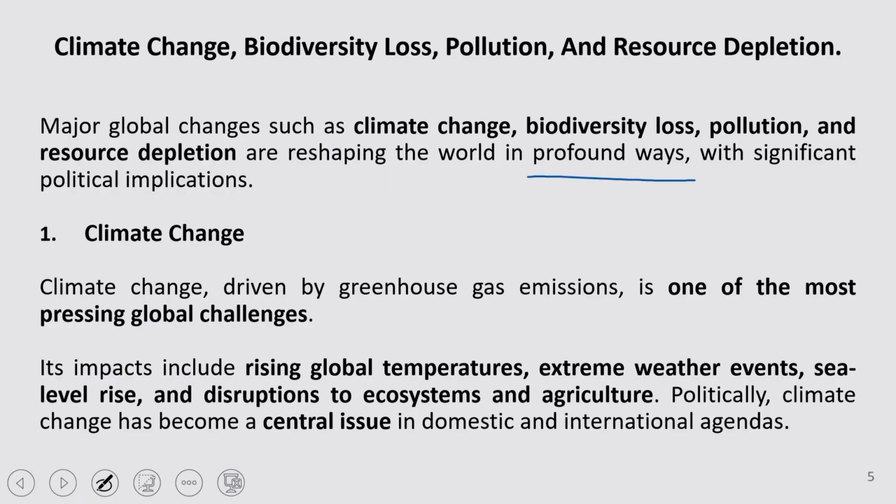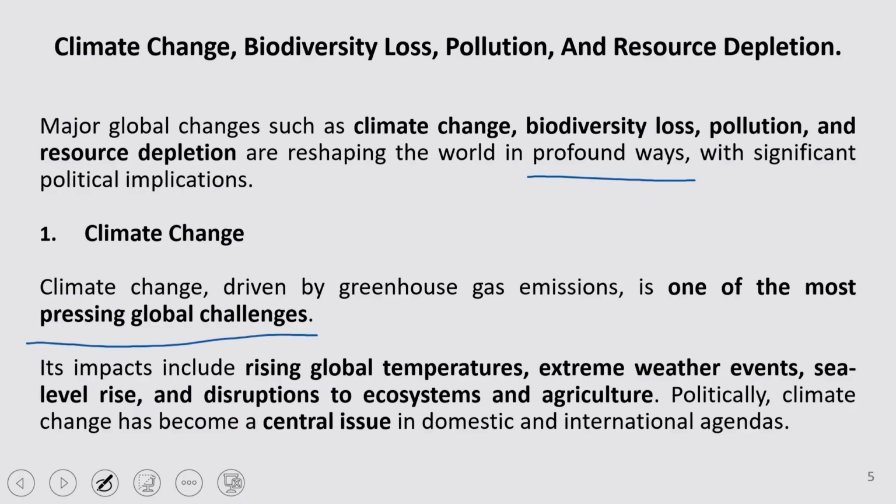Global warming is a major driver of climate change. Burning fossil fuels releases greenhouse gases that trap heat and lead to further global warming, which in turn comes as climate change. As we have discussed, it is driven by greenhouse gas emissions, which is one of the most pressing global challenges.